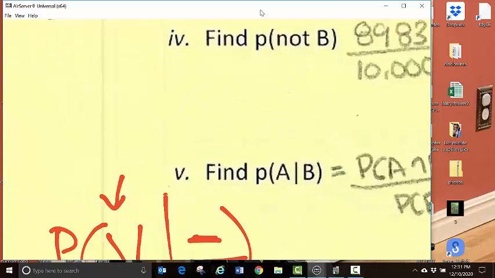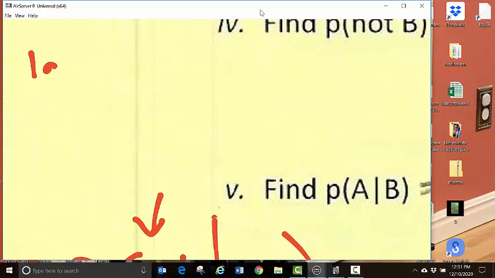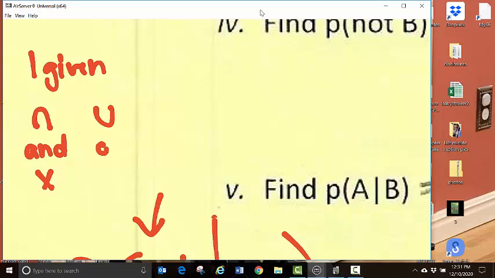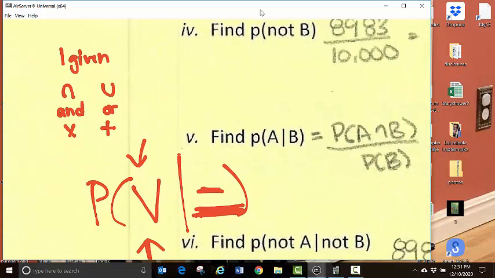So, yeah, given. And, which is multiply, or, which is add. Yep.